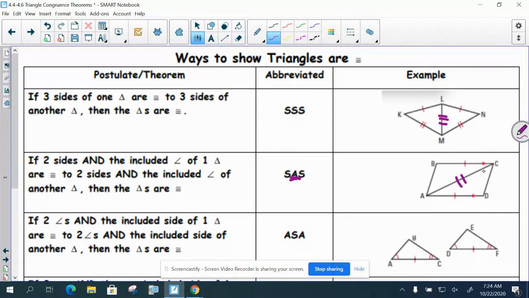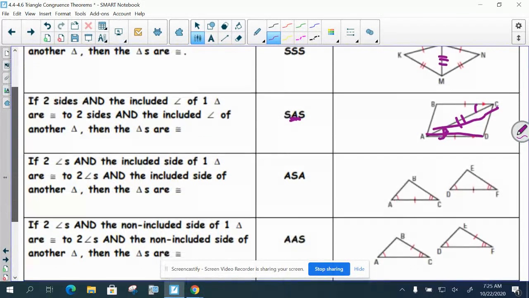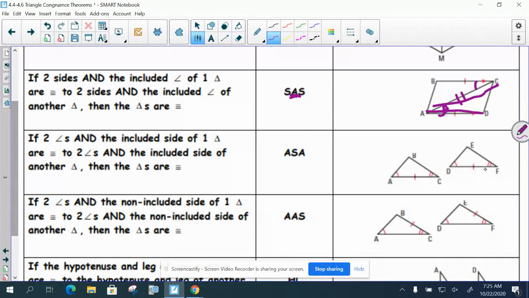Well, you do know that the two lines are parallel, so AC would be a transversal, and then you would have alternate interior angles. Whenever you see that the lines are parallel, go ahead and look for alternate interior angles. So this would be side, angle, and then side. Side, angle, side. Make sure you also write down the diagrams in your notes.